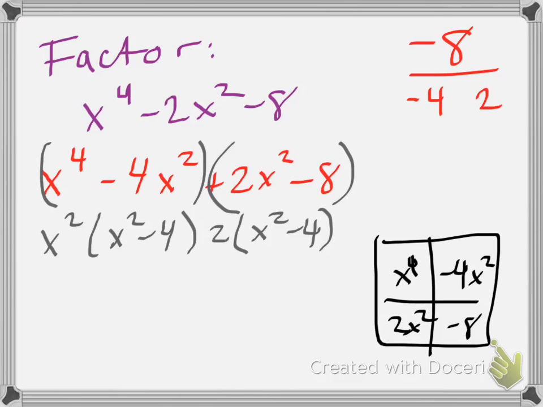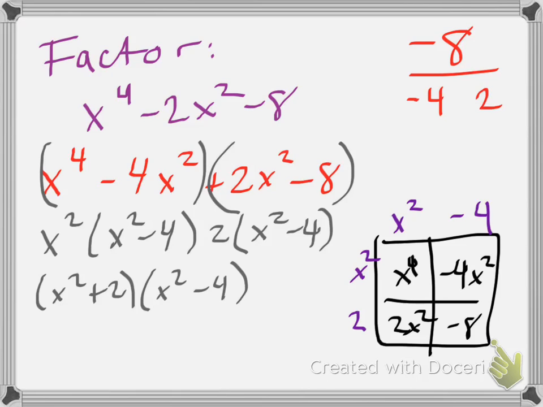For my boxers, for my first column, I could take out an x squared. For my first row, I could take out an x squared. For the other column, I could take out a negative 4, and for the bottom row, I could take out a 2. So, regardless of which method you do, notice we get x squared plus 2 and x squared minus 2.